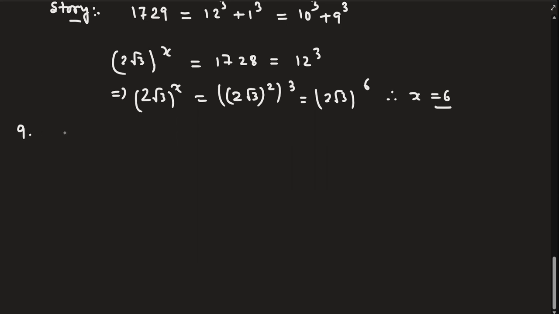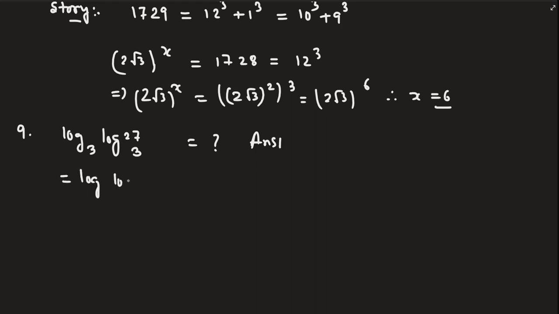Question number 9. Log 3 of log 27 base 3. What is its value? Its value is 1. First of all, we solve for 27. So you know that 3 raised to the power 3 is 27. So this whole logarithm gives the value 3. So now this is 3, this is also 3. So both are the same, and you know that it is nothing but 1.